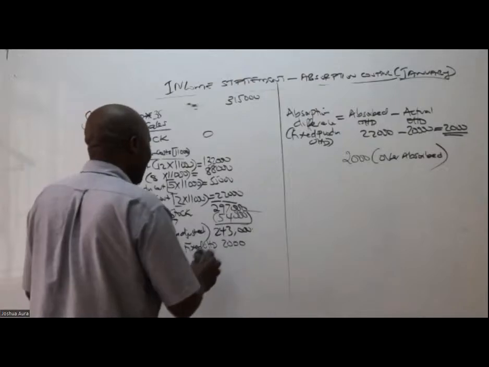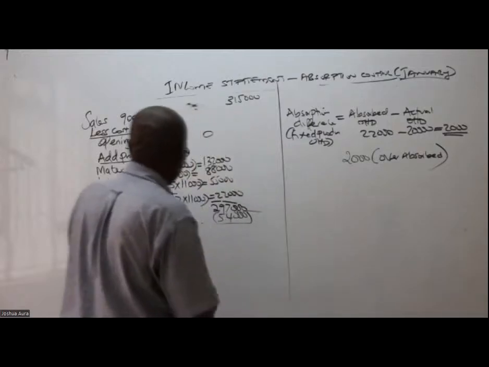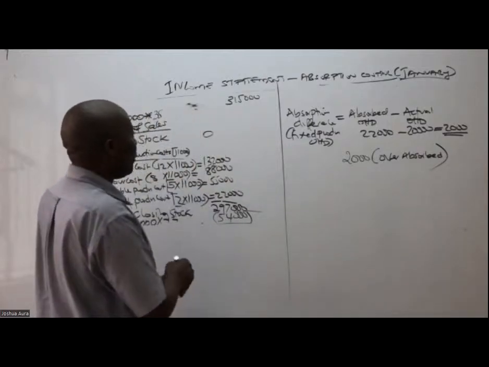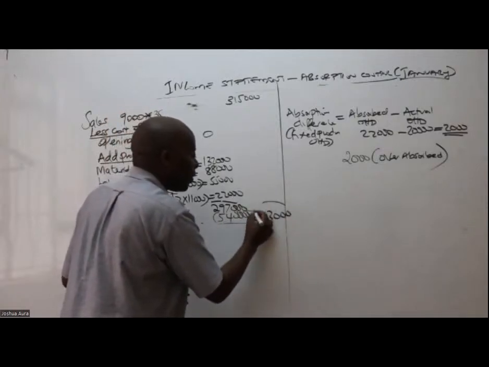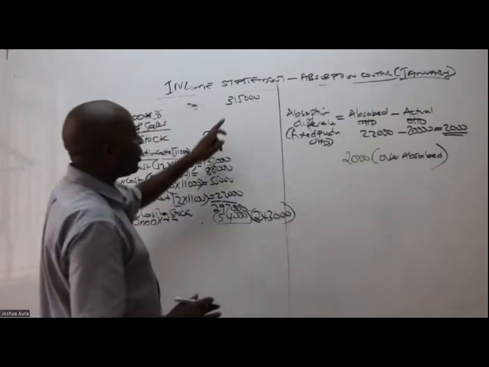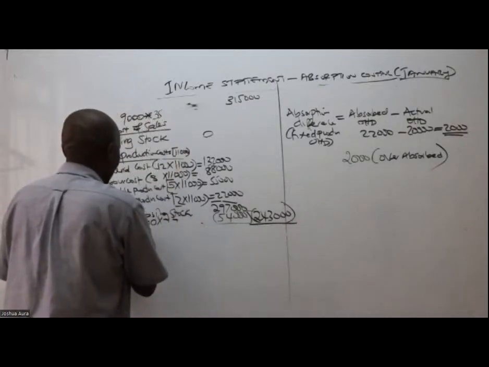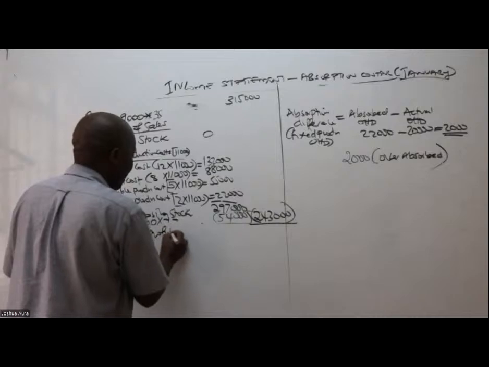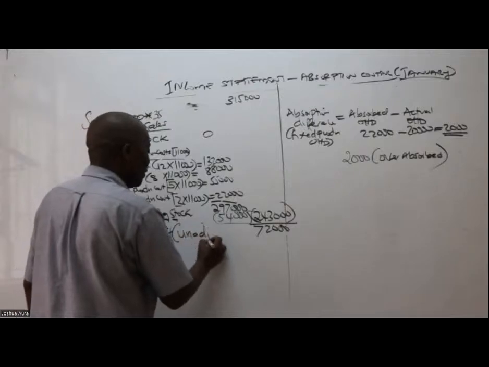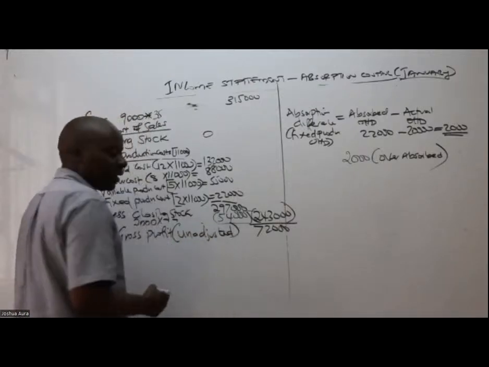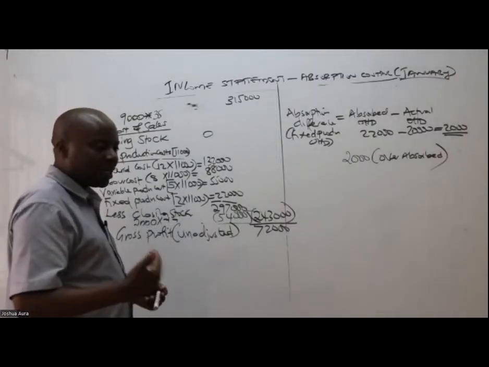That these students here, upon getting this less closing stock, they got cost of sales of 243,000. This is your cost of sales, 243,000. So you take 315,000 minus 243,000. What are we getting here for our gross profit? The gross profit is 72,000, which is unadjusted.